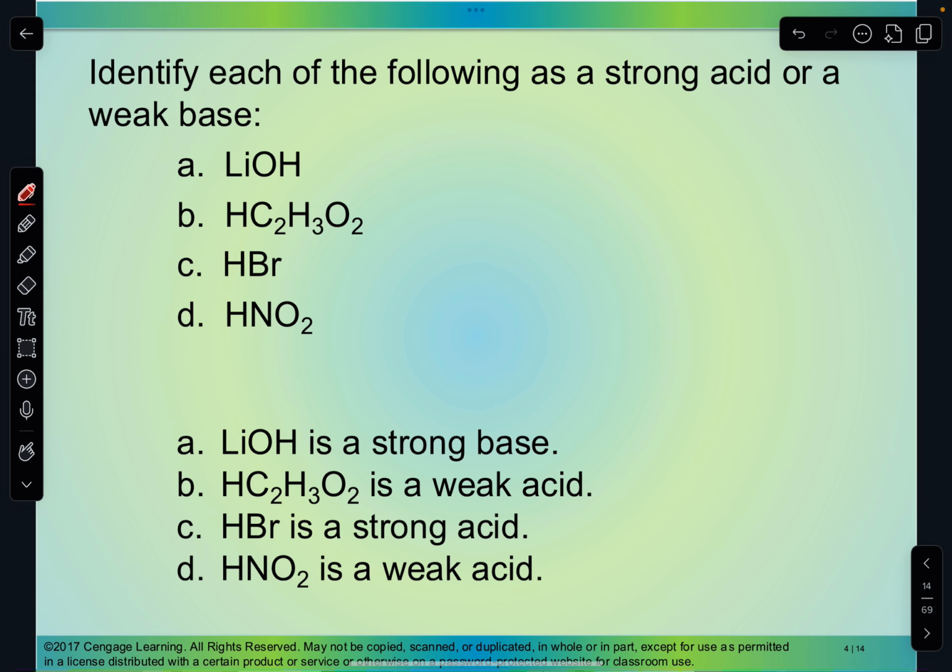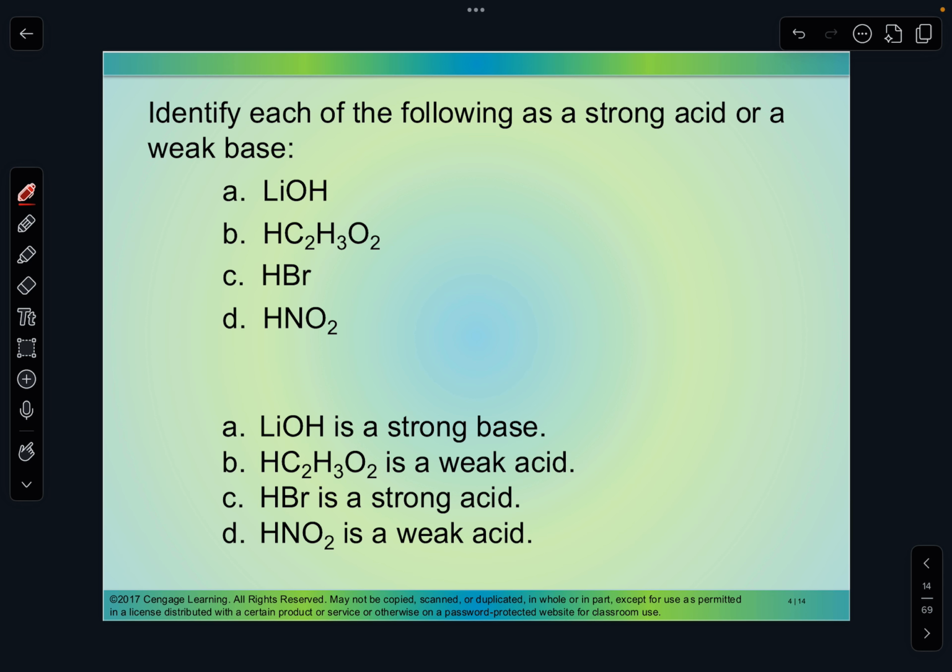Okay, and so go ahead and take a shot at these. Let's see. Try not to read the bottom part, and let's see if you can come up with whether or not these are going to be strong or weak acids or bases.